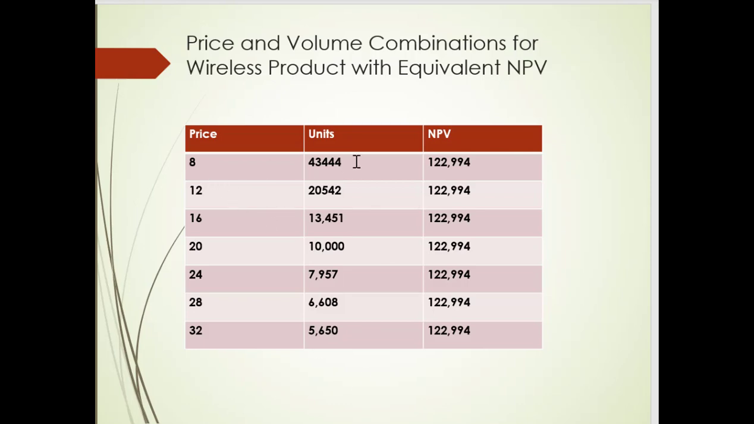But at $8, we need to sell 43,000 units. What is the possibility of that moving forward when in our best case scenario we're saying 10,000? Is it likely we could sell that? So $8 is not a price we could probably match. So maybe it needs to be $16, $20, somewhere in that range, that should be able to get us the number of units we need to sell to get to that average net present value.